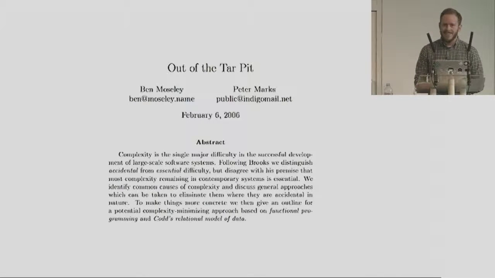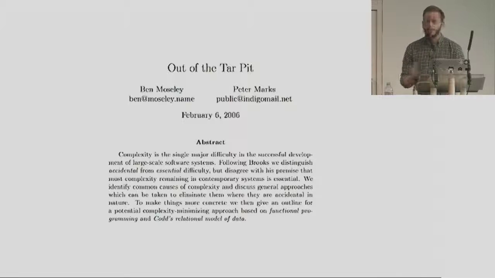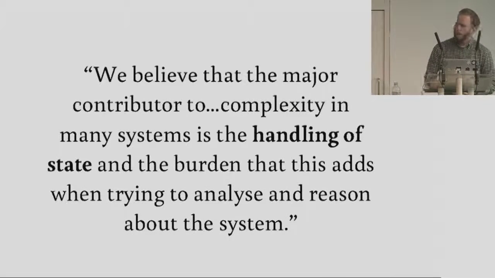They say that complexity is the root cause of the vast majority of problems in software today, including unreliability, late delivery, lack of security, etc. And that's all because our ability to understand the system is a prerequisite for all of these things. Now, according to Moseley and Marks, there's one thing in particular that inhibits this understanding. They believe that the major contributor to complexity in many systems is the handling of state, and the burden this adds when trying to analyze and reason about the system.